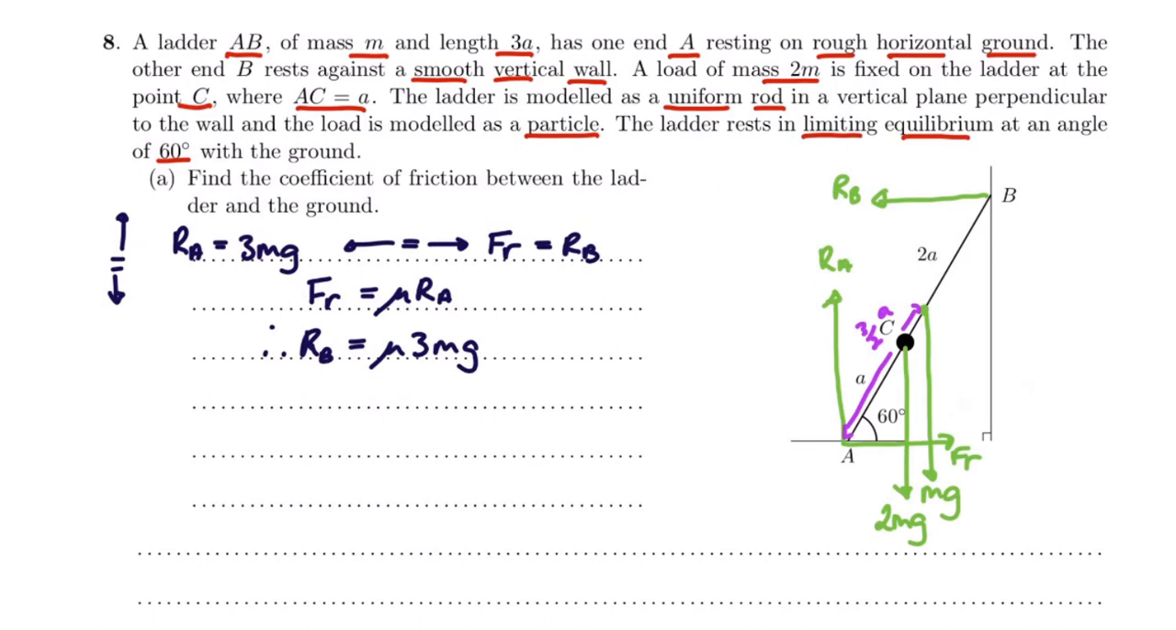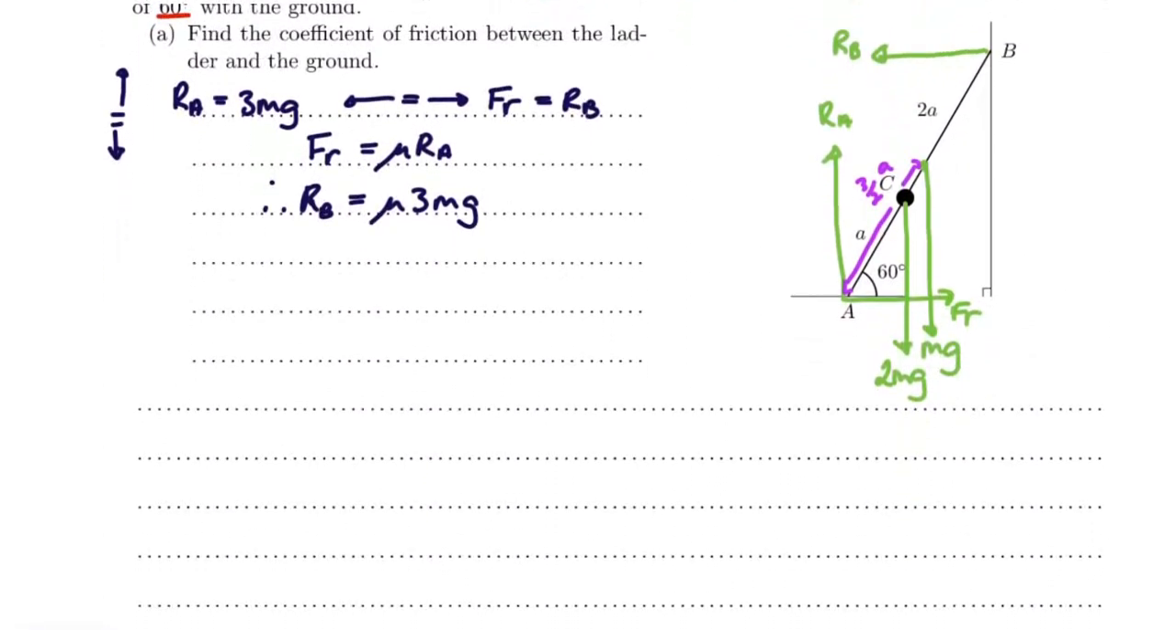Okay. Now, if I can find out what RB is, I can find out what mu is. So in order to find out what RB is, I'm going to take moments around A. Now, in order to do moments at A, remember RA and friction will disappear. Well, they don't disappear, they just have no turning effect. So there are three forces. The two weight forces are trying to pull the system clockwise, and RB is trying to pull the system anti-clockwise.